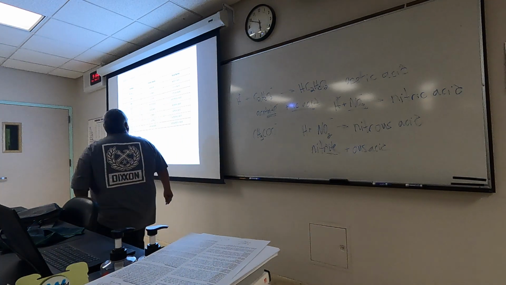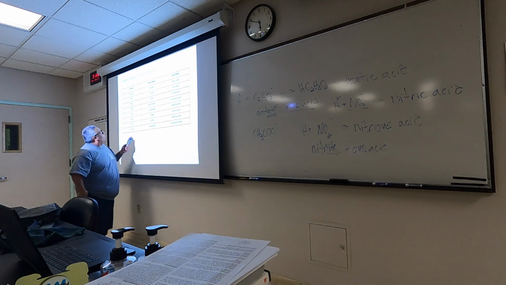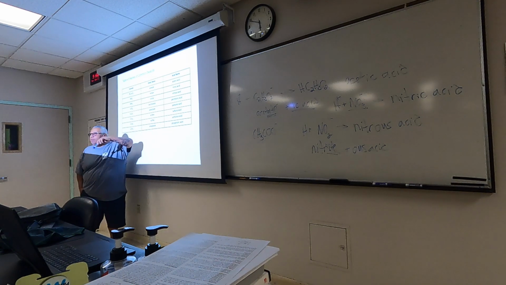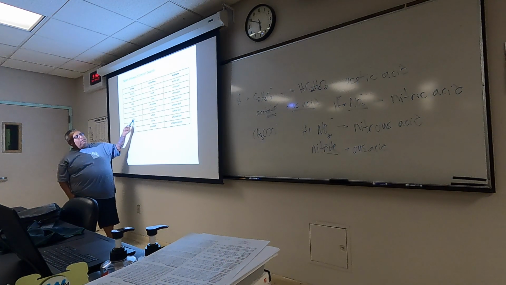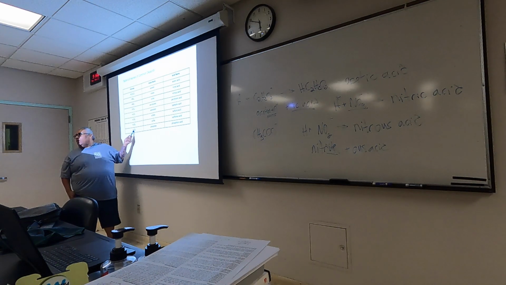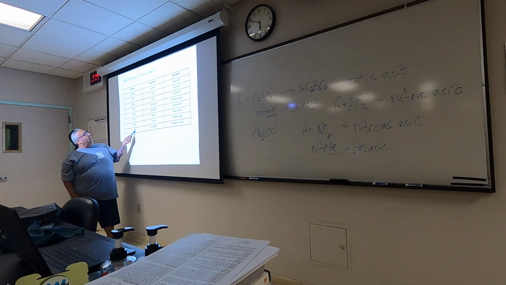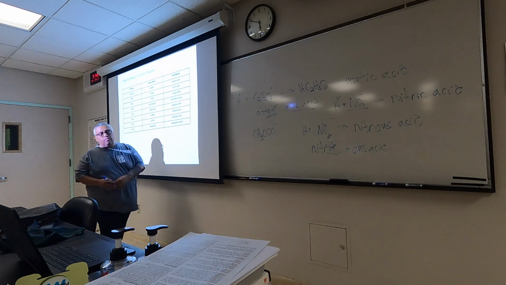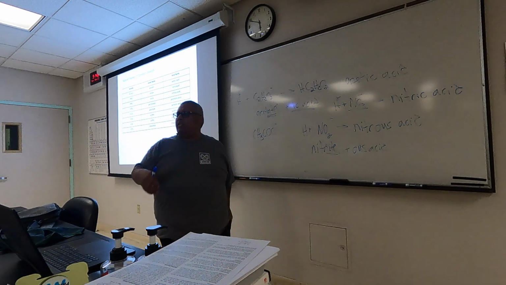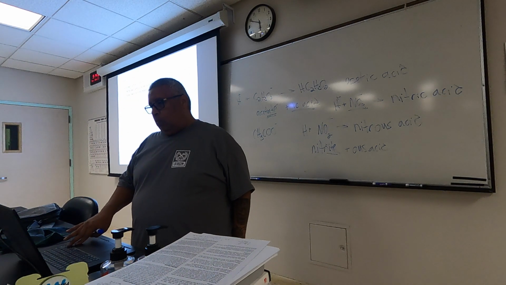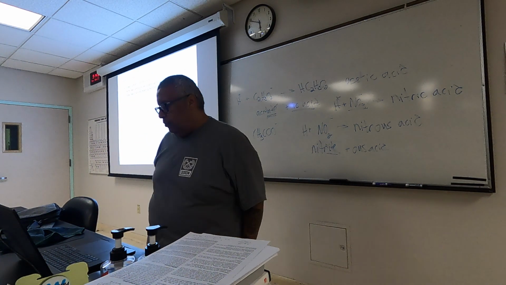So we can see several examples here. Sulfite, sulfurous acid. Sulfate, sulfuric acid. Phosphate, phosphoric acid. If it's phosphite, it's phosphorus acid. Nitric acid, nitrous acid. We can use those polyatomic names, ITE, ATE, and know which acid we're going to be using.